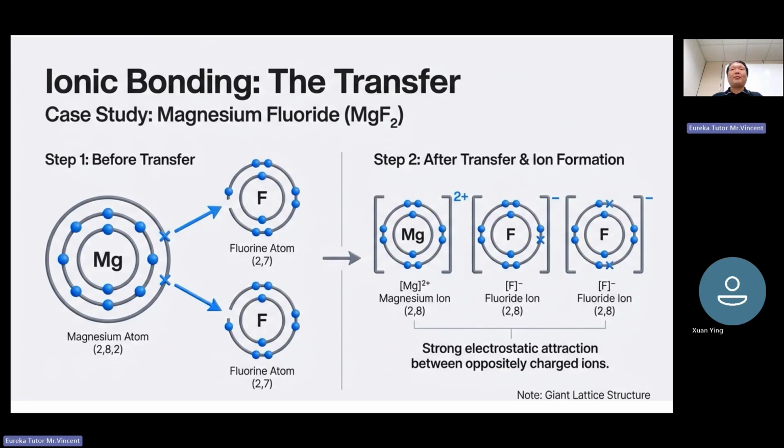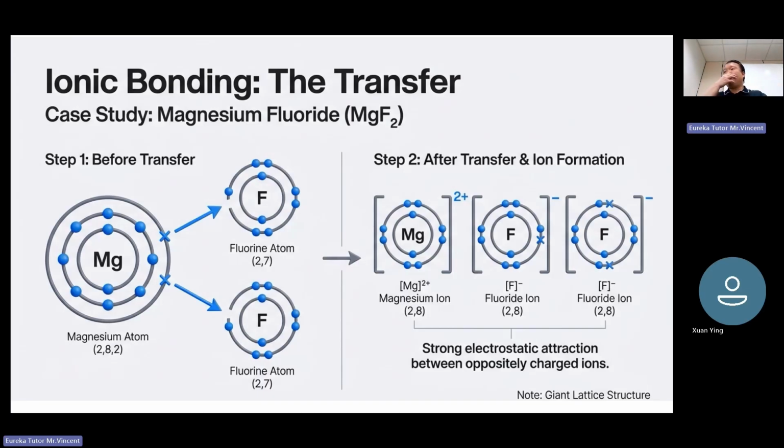Okay, ionic bonding. From here we can see magnesium fluoride. Key point, listen carefully: in ionic bonding, electrons are transferred from metals to non-metals. I repeat again, ionic bonding is related to metal and non-metal.